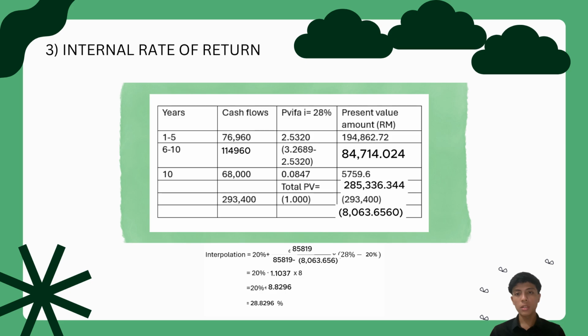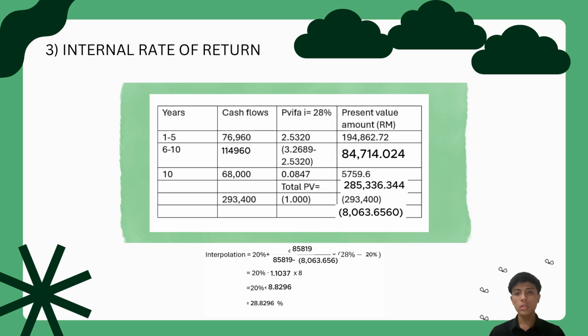At 28%, the total present value of cash inflows is RM271,895.288. After subtracting the initial investment of RM293,400, the NPV is negative RM21,504.712. Previously, at 20%, the NPV was positive RM63,986.344. Since the NPV changed from positive to negative, the IRR lies between 20% to 28%.